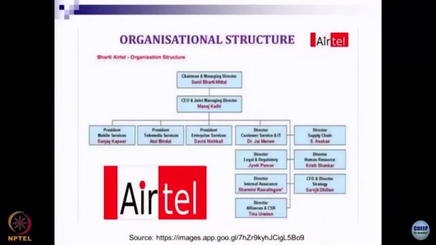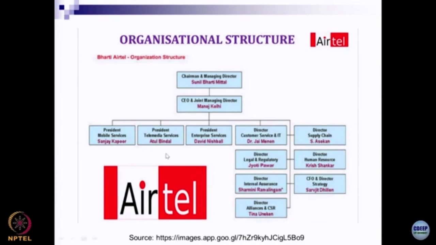Now, let us look at another organization structure. This organization structure is of the famous telecommunication company Airtel. You can see that chairman and the managing director is Mr. Bharti, then there is a CEO and joint managing director. But if you look at the line below the position of the joint managing director, there is a president of mobile service, there is a president of telemedia service, enterprise services, customer services, supply chain, etcetera. What do you make out of this diagram?